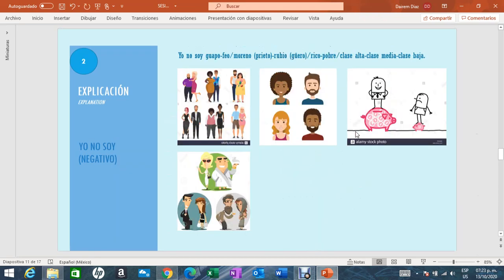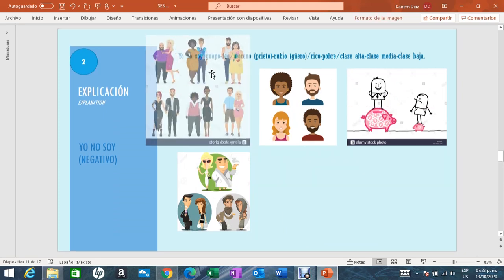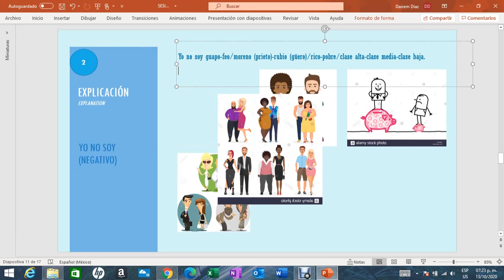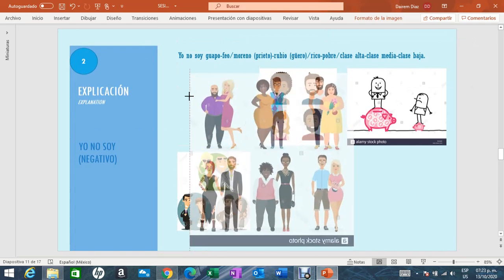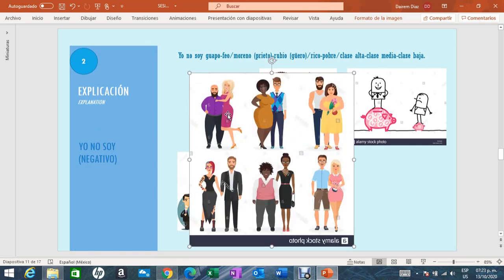Next one, we have more vocabulary. Here we have more vocabulary for guapo, feo, moreno, prieto. So here we have handsome and ugly. It depends on what you want to say. You can say I am handsome, I am not handsome. Sería yo soy guapo, yo no soy guapo. Yo soy guapa, yo no soy guapa.